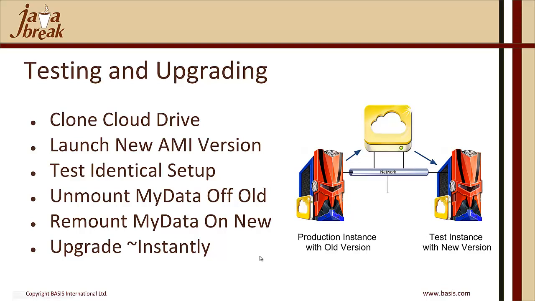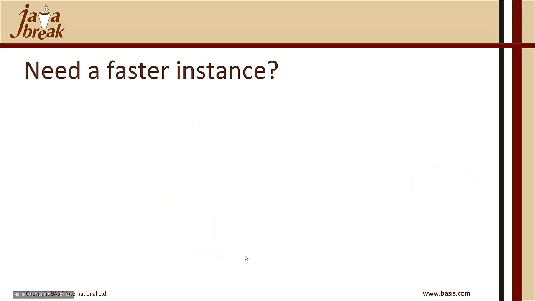But if not, the failback is trivial. So we've talked about all the exciting things that you can do with these cloud instances. We've talked about how simple we have made it to launch 5 different machines from one AMI. But once you get it launched, what if it isn't fast enough?